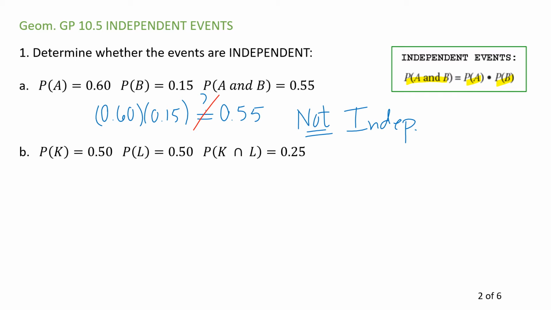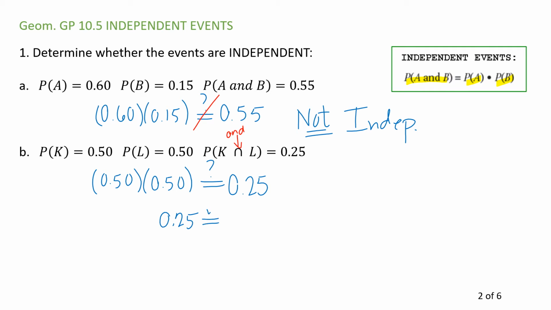So look at the second one. The probability of K is 50%. Probability of L is 50%. Is that the same as the probability of K and L? That means intersection right there, which they're telling me is 25%. Well, this is 25%, and it is equal to 25%. So yes, these are independent.